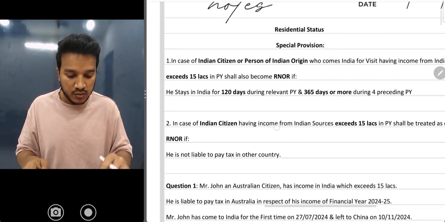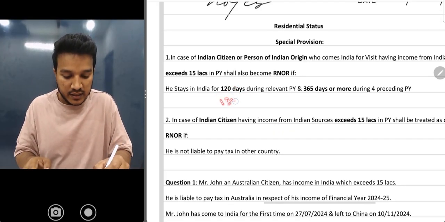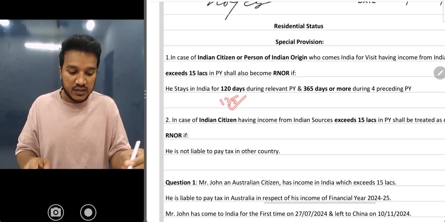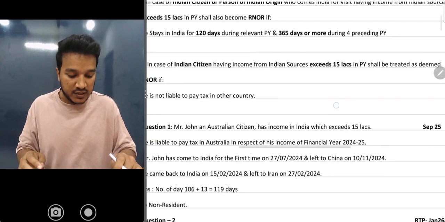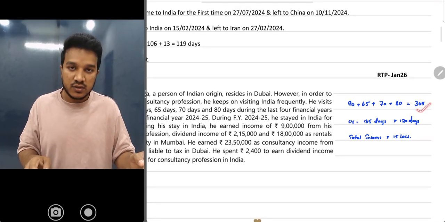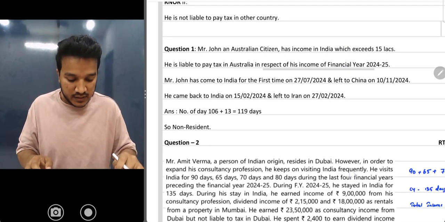If you see the first condition, the requirement is only 120 days, but he stayed for 135 days. So this condition is satisfied. And he should also stay for 365 days or more in the preceding 4 financial years. How many days did he stay? 305 days. So that condition is not satisfied. So this is gone. Okay, let's see what else he has given.